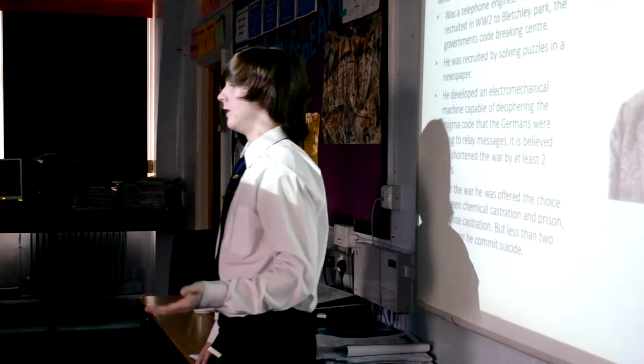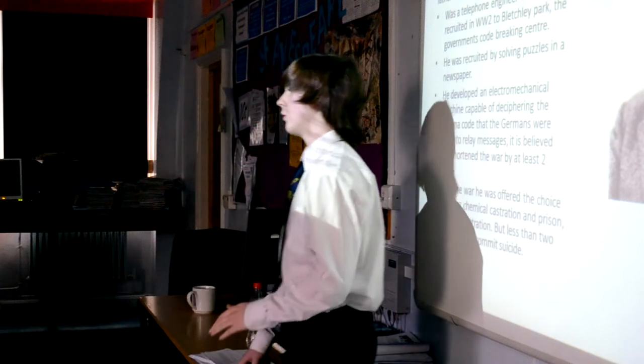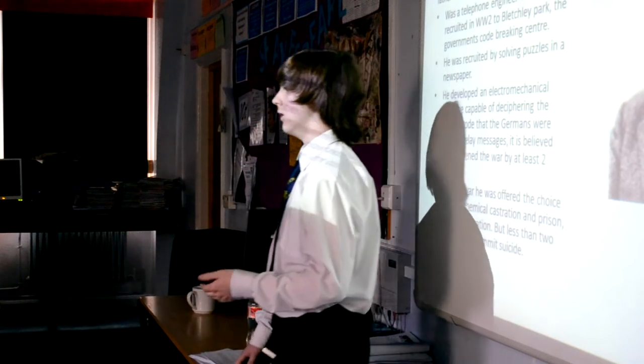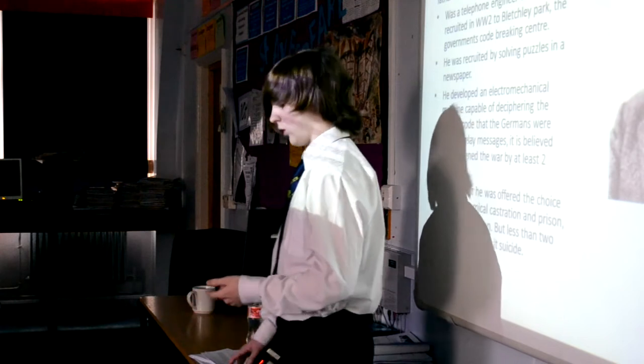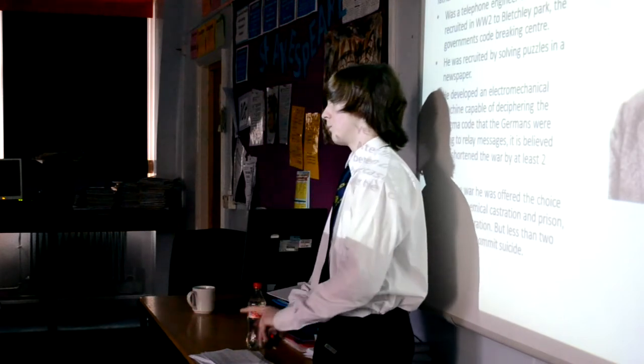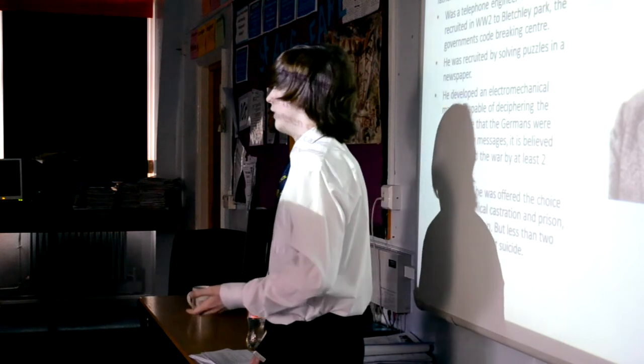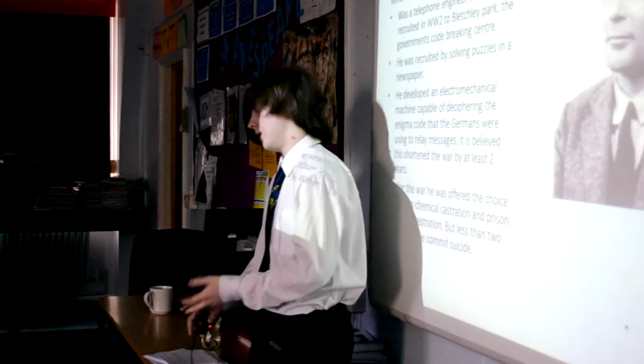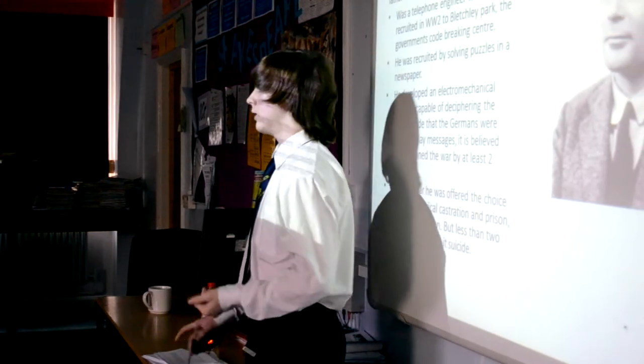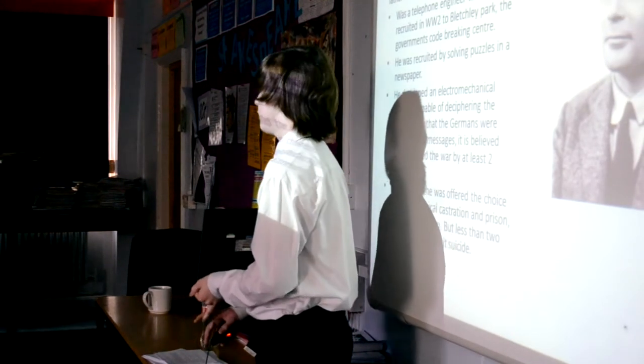Unfortunately, it did end badly for Turing. He was a homosexual in the 1940s and 50s, and back then it was still illegal. So he was given the choice between chemical castration and prison, despite all the great work he did. Some of us may not be here if it weren't for him. He chose chemical castration, but he couldn't live with himself, so less than 2 years later he killed himself.